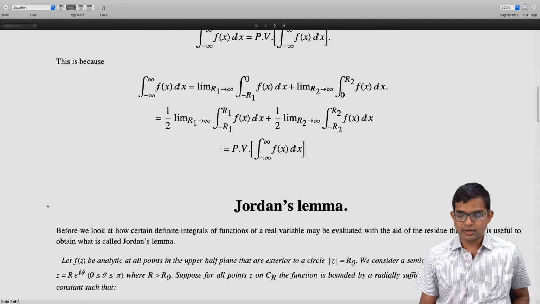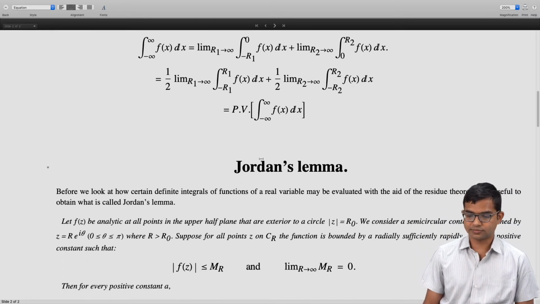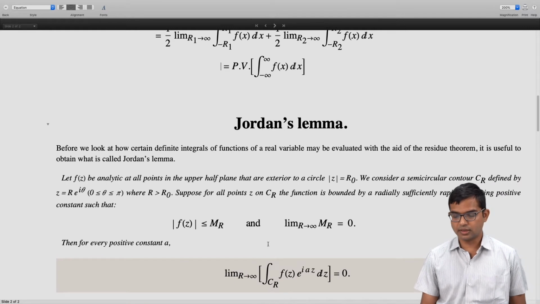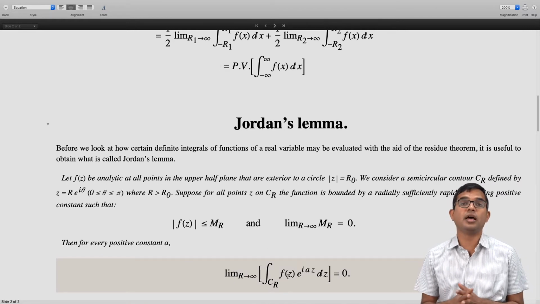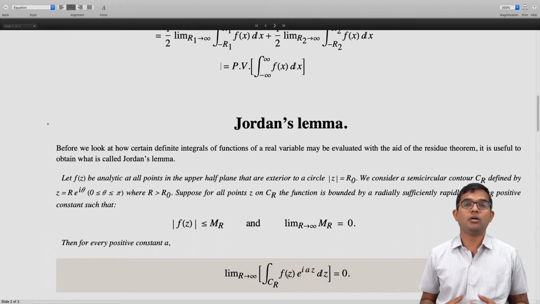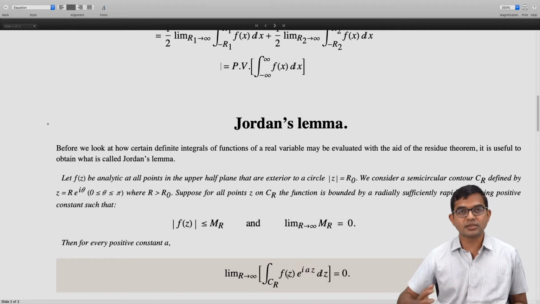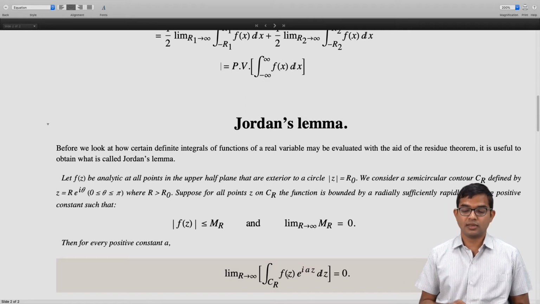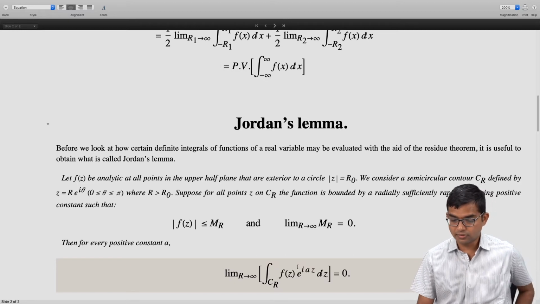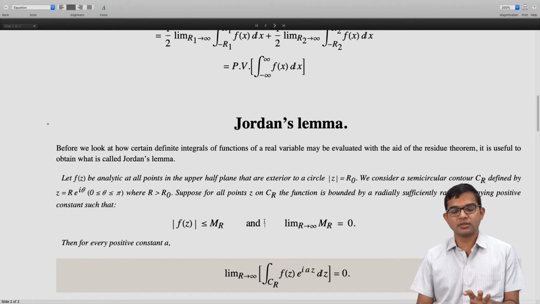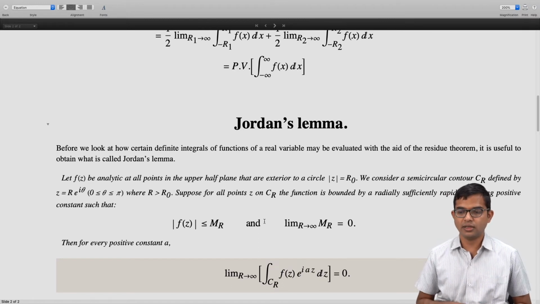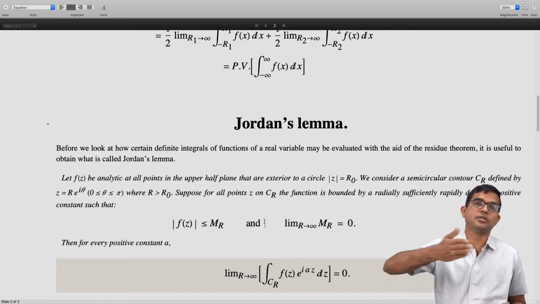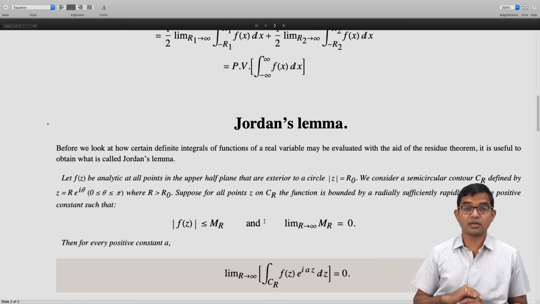Often we are interested in integrals of this kind, f of z times e to the iaz, right? This comes about when we are working with Fourier transforms, for example, so we are interested in f of x times e to the iax, right? And in that context, we do encounter integrands of this kind, f of z times e to the iaz. Now, if this function obeys certain conditions, which we will state immediately, then we can argue that the value of this integral along this semicircular arc is going to be 0, right?